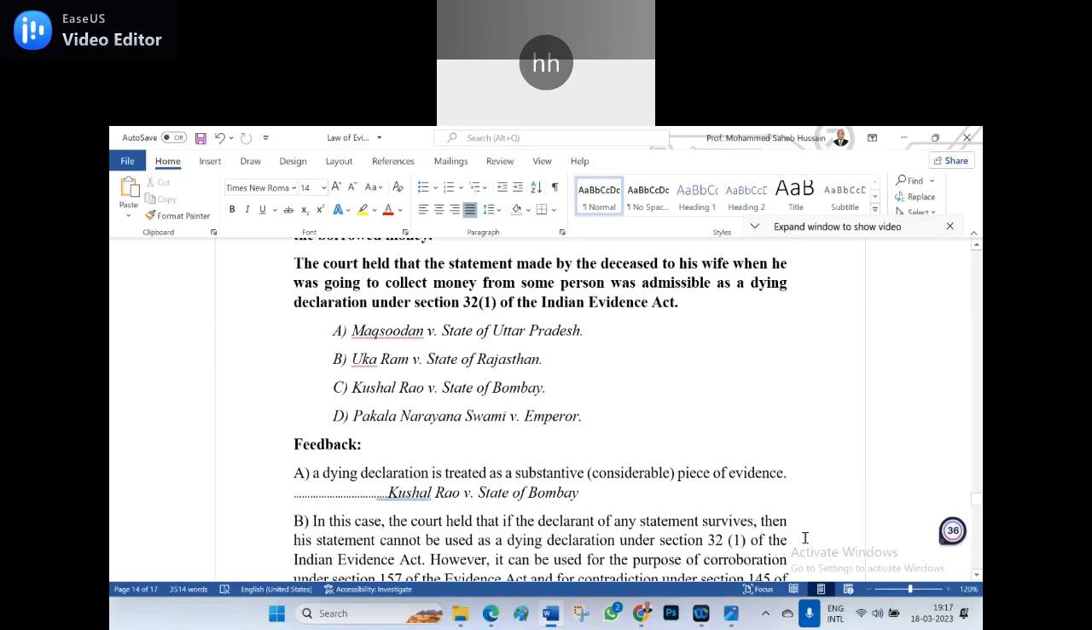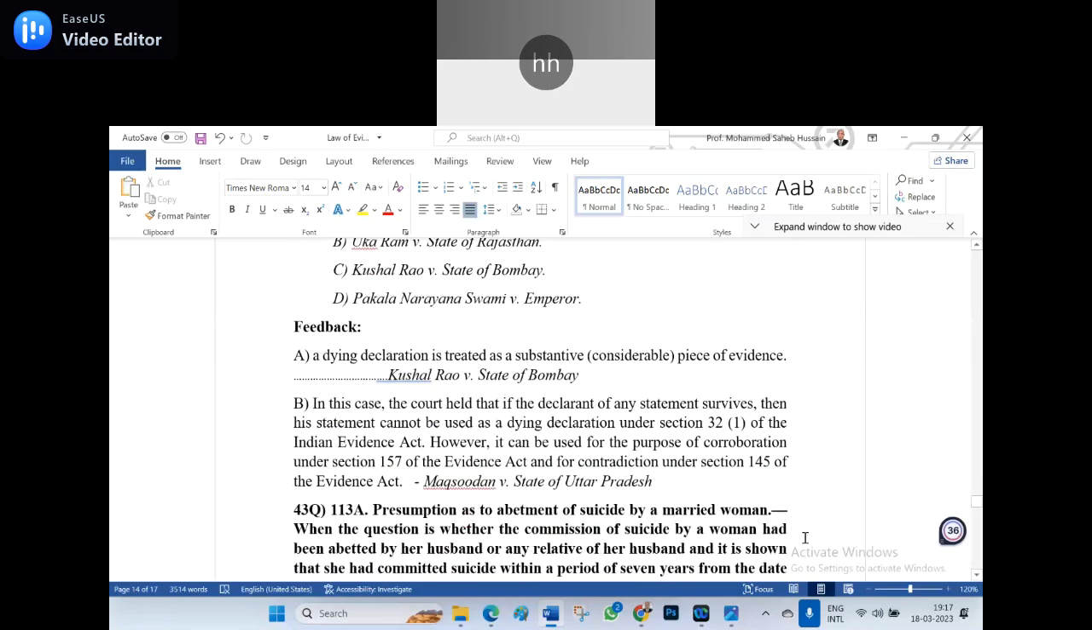A dying declaration is treated as a substantial, considerable piece of evidence, as given in Kushal Rao versus State of Bombay. In this case, the court held that if the declarant survives, then the statement cannot be used as a dying declaration under Section 32(1) of the Indian Evidence Act. However, it can be used for the purpose of corroboration under Section 157 of the Indian Evidence Act.